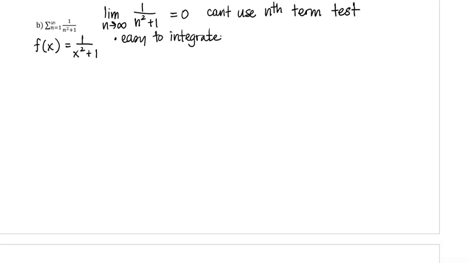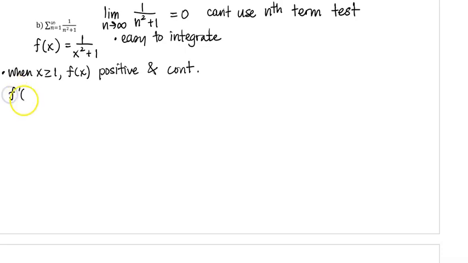So that is an indication that maybe I want to try the integral test. But in order to use the integral test, I have to check that there are some conditions that are met. First, when x is greater than or equal to 1, this function is positive, and it's also continuous. That function does not have any discontinuities. So I've taken care of 2 of the conditions. The next thing I need to show is that the function is decreasing.